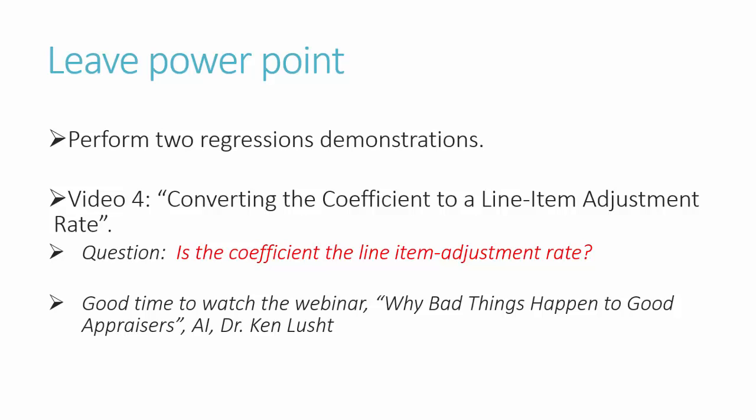Now what we're going to do, we're going to leave PowerPoint and we're going to perform 2 regression demonstrations. Let's introduce video 4 right here, which is converting the coefficient to a line item adjustment rate. Okay, so the question is, is the coefficient the line item adjustment rate? And a lot of times it's not. So in the next video, we're going to talk about how you take a good coefficient and make sure that you bring the right number to use in your adjustment grid.